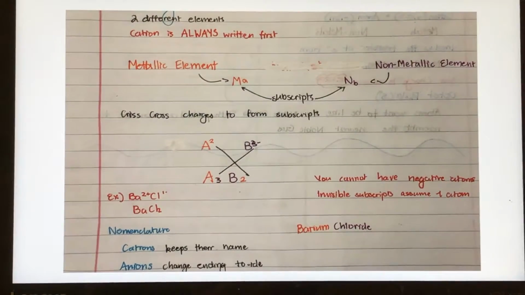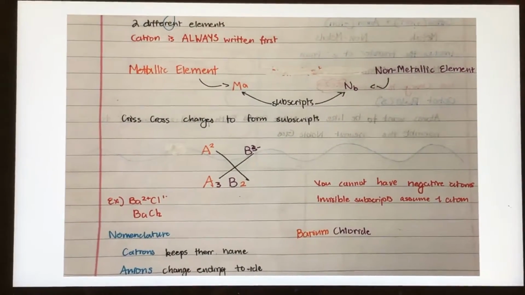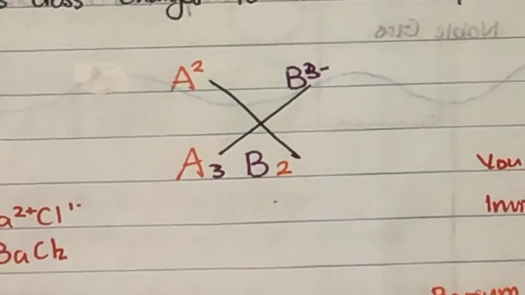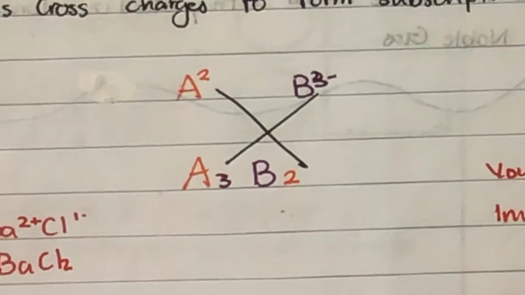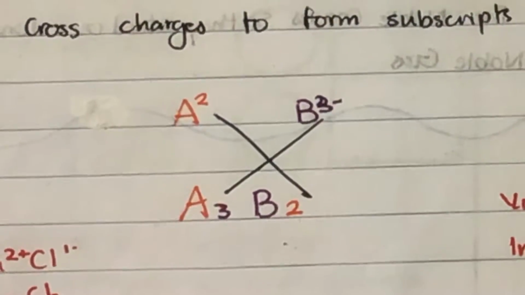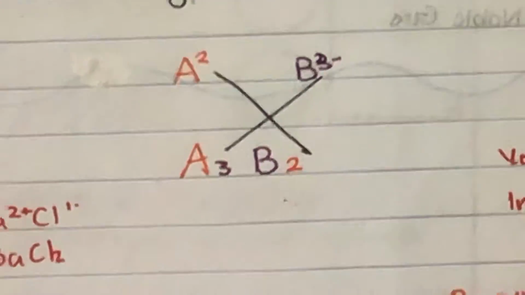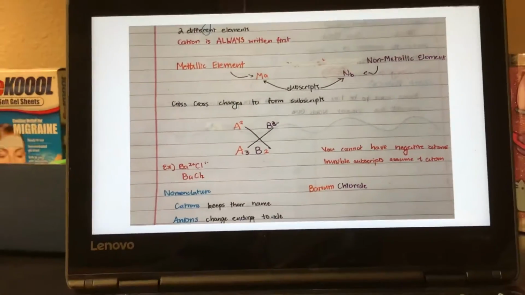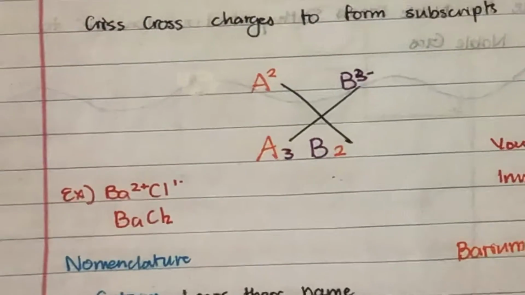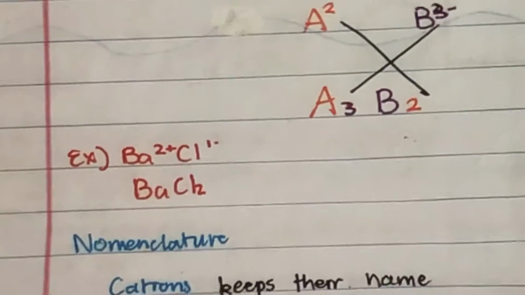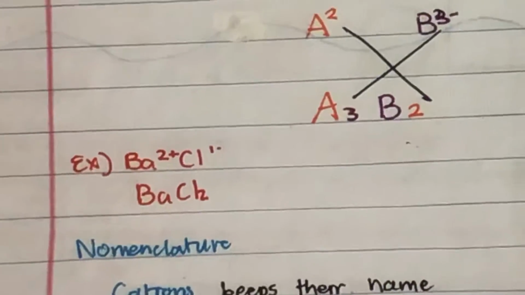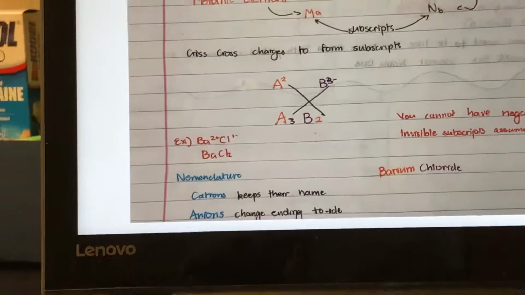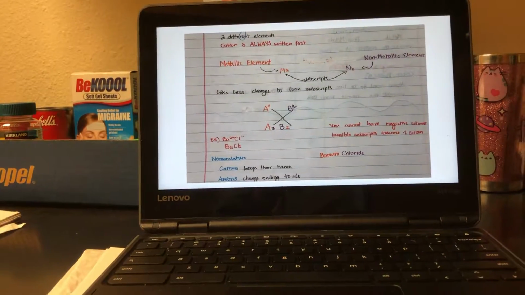So in order to form subscripts, we must crisscross charges such as shown here. This 2 and -3 is crisscrossed between these two elements to create 3 in front and 2 in the second one. So for example, let's look at barium chlorine, Ba2 and Cl1. In order to find those charges, we must look on the periodic table.